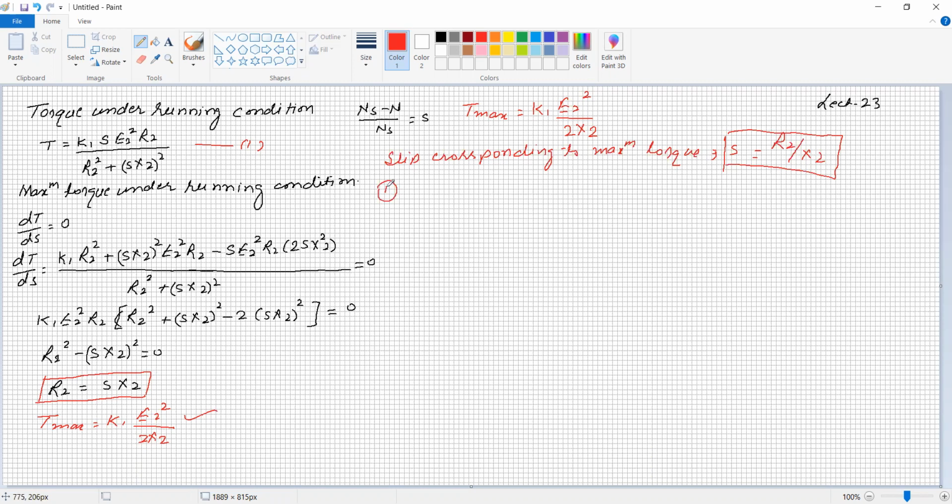Number one, the maximum torque is independent of rotor resistance. See here, there is no rotor resistance parameter in the equation. So the maximum torque is independent of rotor resistance. It means that the magnitude of maximum torque does not depend upon the rotor resistance.